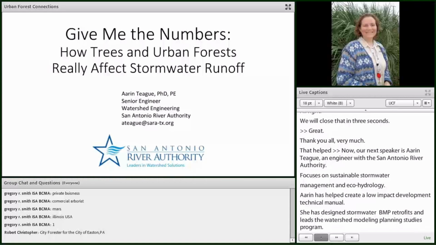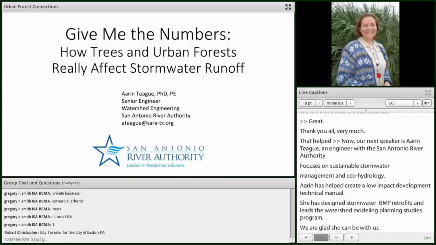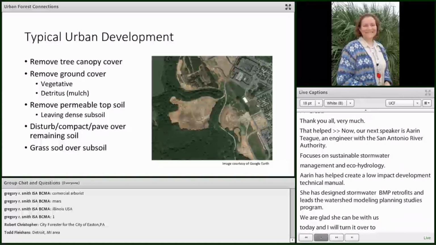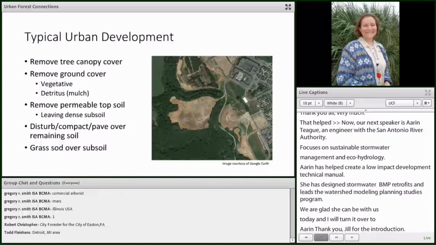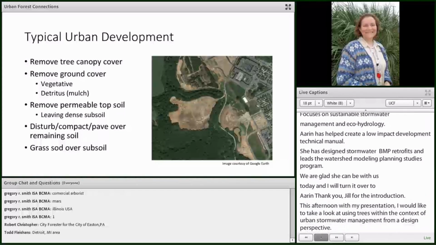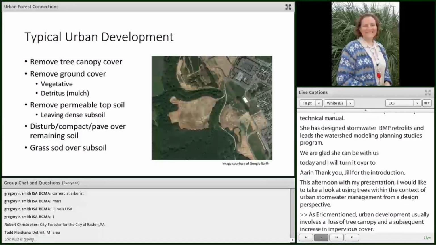So this afternoon with my presentation, I'd like to take a look at using trees within the context of urban stormwater management from a design perspective. As Eric had mentioned, urban development usually involves a loss of tree canopy and a subsequent increase in impervious cover. This results in increased runoff, higher stream velocities, increased erosion, and non-point pollution, and then later on lower base flow.